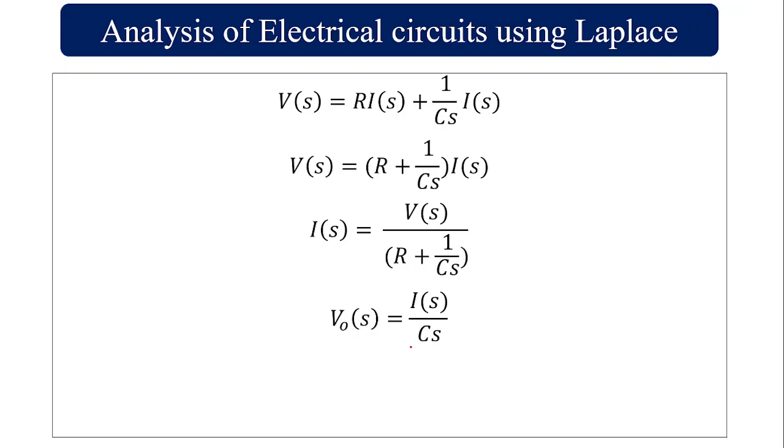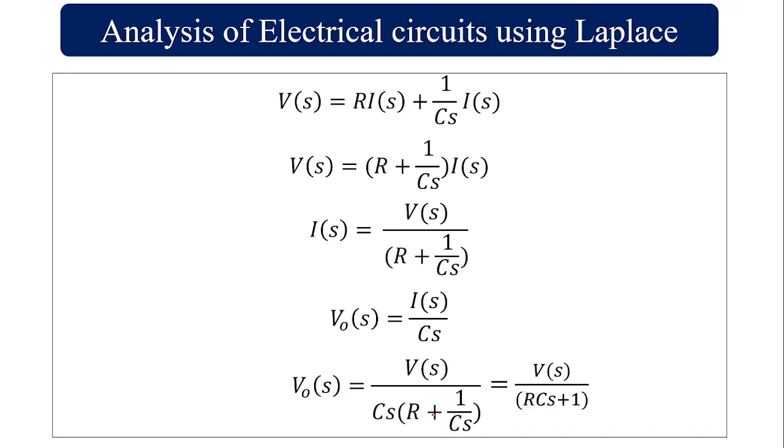In the problem statement they ask us to find the transfer function. You know very well the transfer function is output divided by input. Here the output is V0(s) and the input is V(s). I'll replace this I(s) with V(s) divided by (R + 1/(Cs)), and we already have the Cs in the output equation. So this is your V0(s).